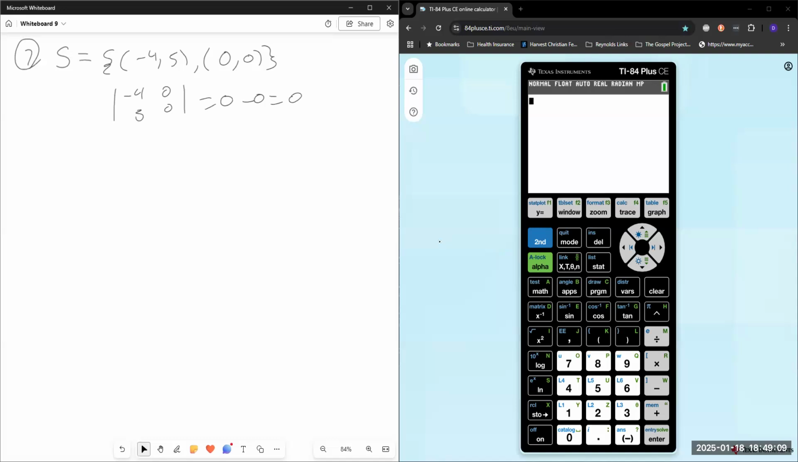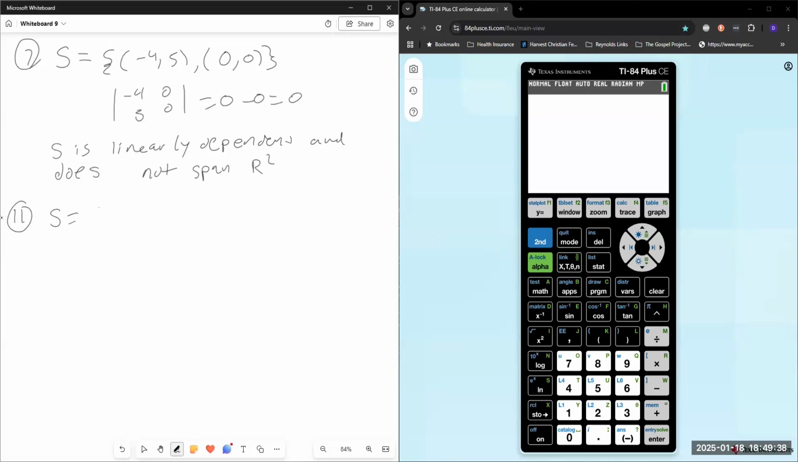So S is linearly dependent and does not span R2.